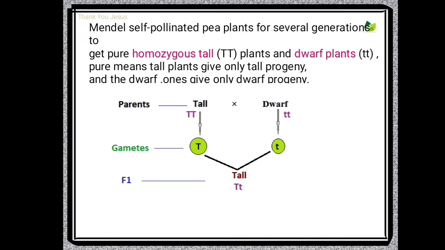Let us see monohybrid cross with a classical example, nothing but a cross made between tall and dwarf plants. Mendel self-pollinated pea plants for several generations to get pure homozygous tall plants and pure homozygous dwarf plants. Pure means tall plants give only tall progeny and dwarf ones give only dwarf progeny.